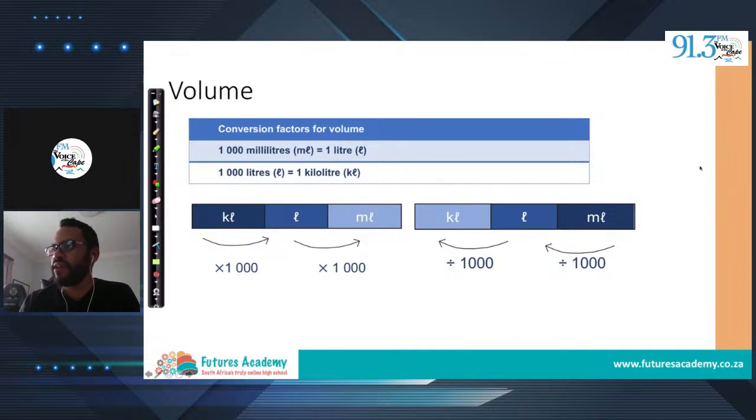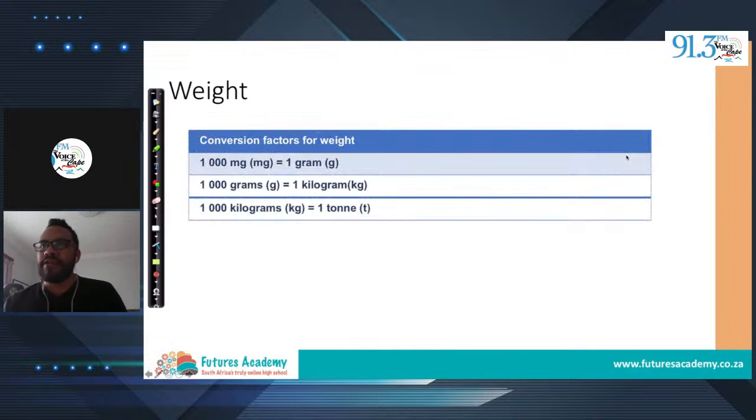Now, the correct word here should not actually be weight, but we're going to leave it as such. Here we're really talking about mass. Once again, let us compare. Where do we use milligrams? Well, milligrams are often used in pharmaceutical products. Compare milligrams to grams. A milligram is once again smaller than a gram.